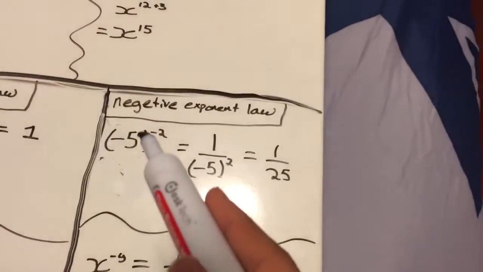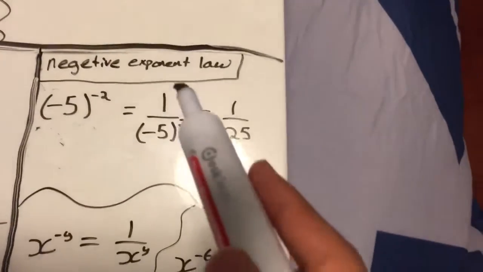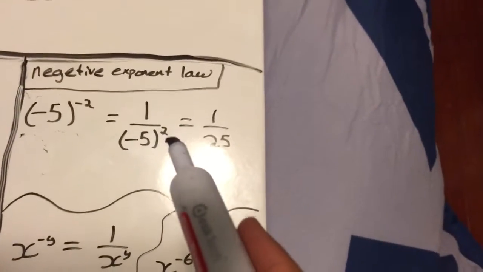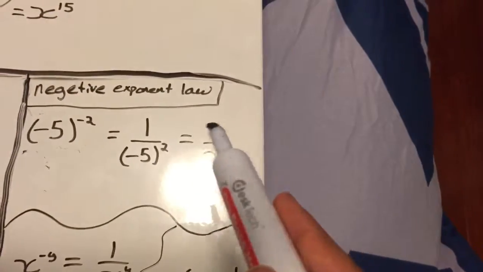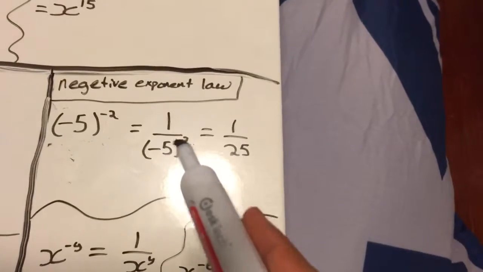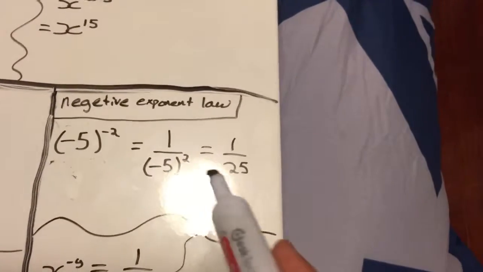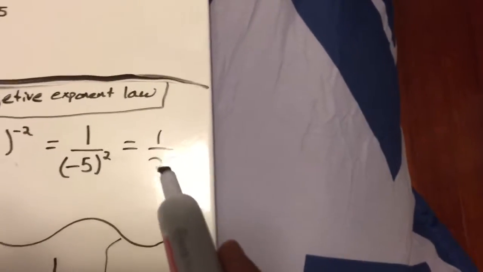And once we have the reciprocal of this, we can turn the exponent into a positive exponent. So negative 5 to the power of negative 2 is equal to 1 over negative 5 to the power of positive 2, which you keep the 1 there, and negative 5 times negative 5, because negative 5 to the power of 2, is equal to 25. So the answer is 1 over 25.